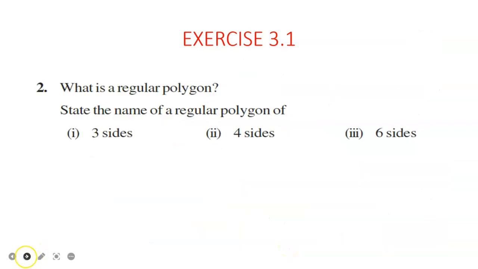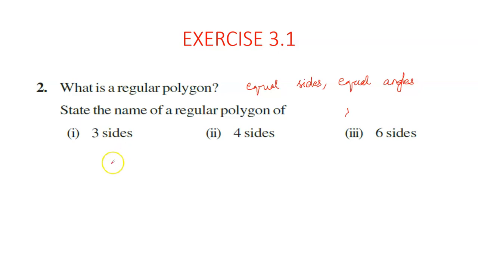And then next slide. Here the second question is, what is a regular polygon? A polygon with equal sides and equal angles, okay. So equal sides, equal angles, it should be a regular polygon. State the name of the regular polygon of three sides, okay. We have already discussed this in the example, right.